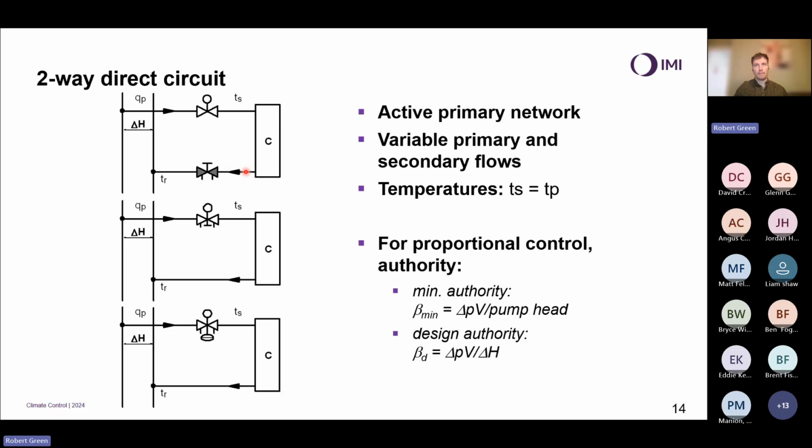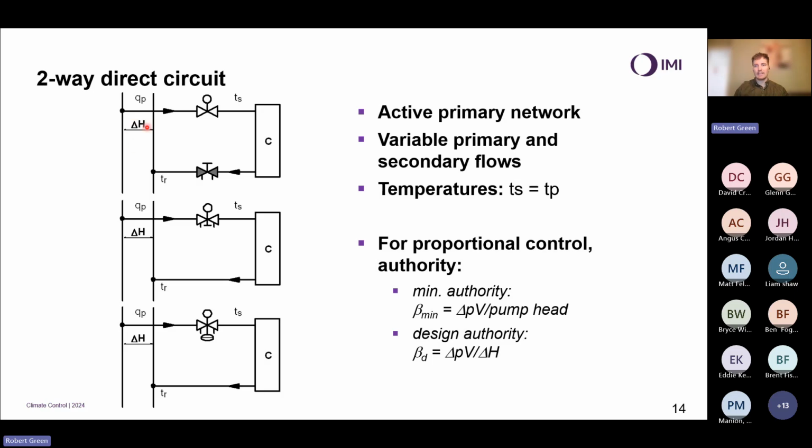For proportional control, on a non-pressure independent device, we have my minimum authority, which is going to be equal to the differential pressure across the control valve at design conditions, divided by the pump head. Because we're going to say at minimum conditions, when everything is pretty much closed, there's no differential pressure in the primary network. So therefore, the pressure being produced by the pump is going to be seen by every single control valve in that circuit. And then my design authority, which is going to be equal to the differential pressure across the valve at design conditions, divided by the available head at that valve.